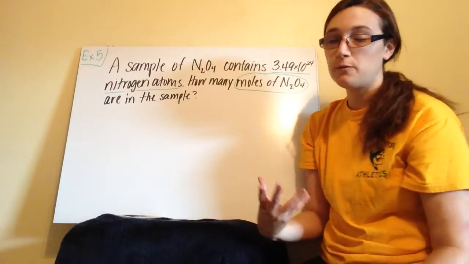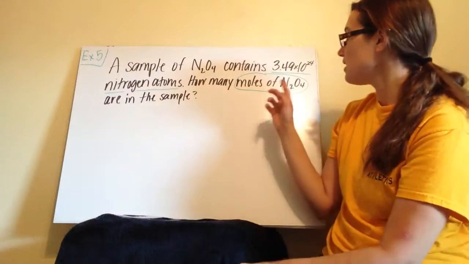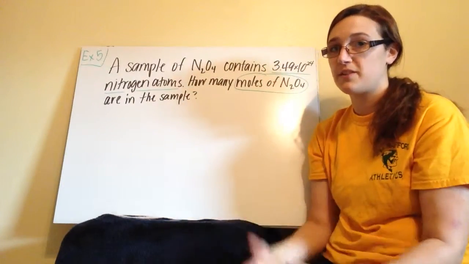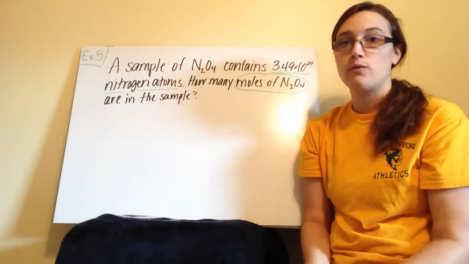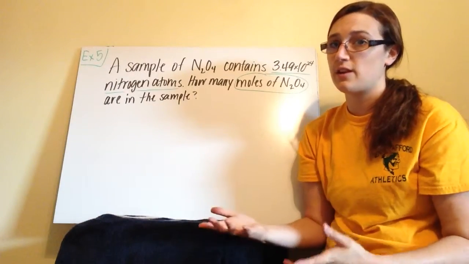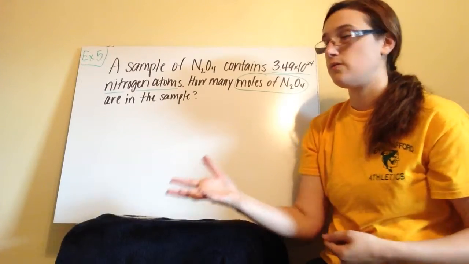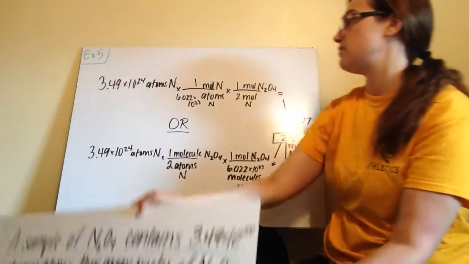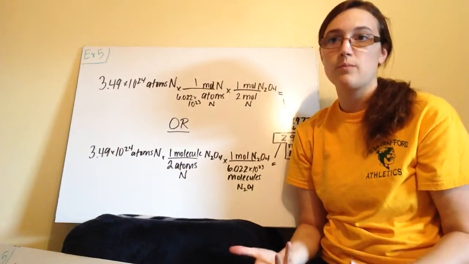So again, like before, I underlined my given, I circled what I'm trying to find. I'm given 3.49 times 10 to the 24th atoms of nitrogen. I'm being asked how many moles of N2O4 there are. So I'm going back and forth between two different things, starting with atoms of N, trying to get to moles of N2O4. So what I'm going to do is take my given piece of information and set up a dimensional analysis problem.